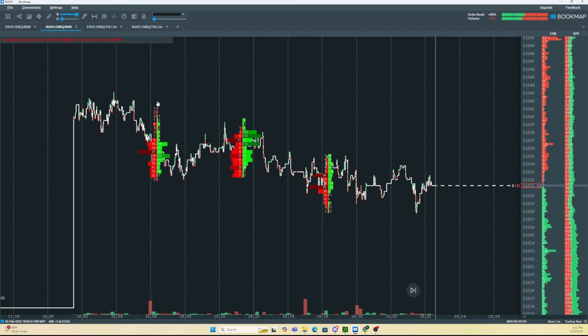Okay, so with the footprint charts, essentially what this is showing us is, just imagine we had a normal candlestick right here. It's letting us see deeper into the actual candlestick and to really understand the buying or selling within that candlestick.